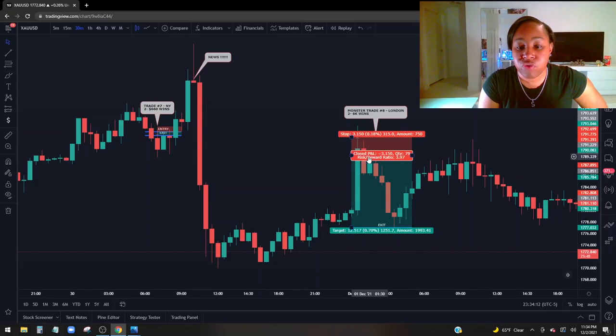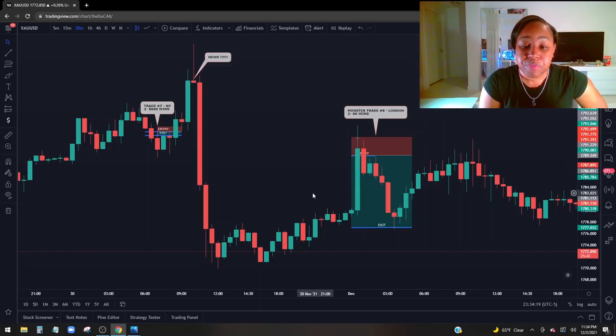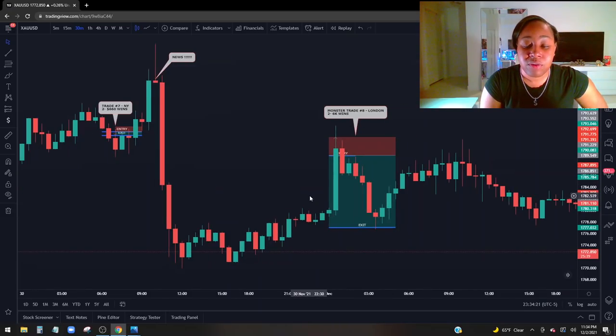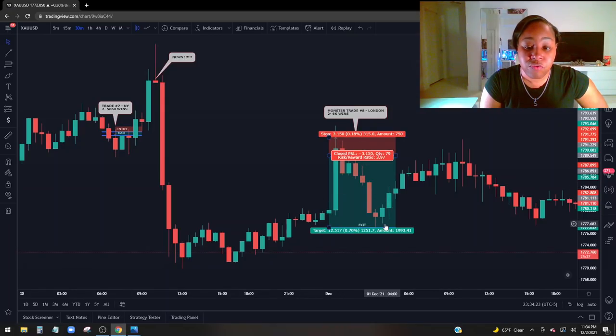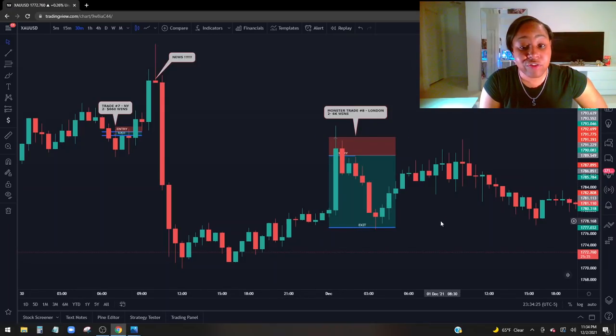I jumped in for entries here, had my stops above, and this one was a monster trade. This was about a $12,000 win. And that one pretty much gave me the win on this trade because it was a really, really good entry, good trade, good analysis. Everything was really good. It played out really well.